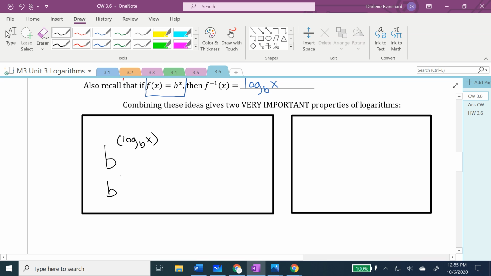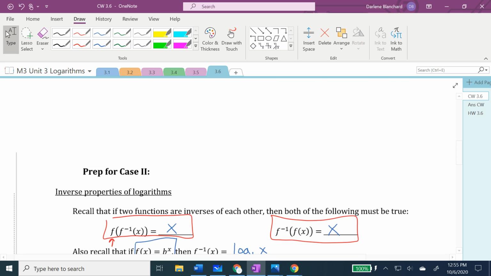So again, if you see b to the log base b of x, you get x. And we've already played with that a bit, but this is so important, it's good to emphasize it some more.